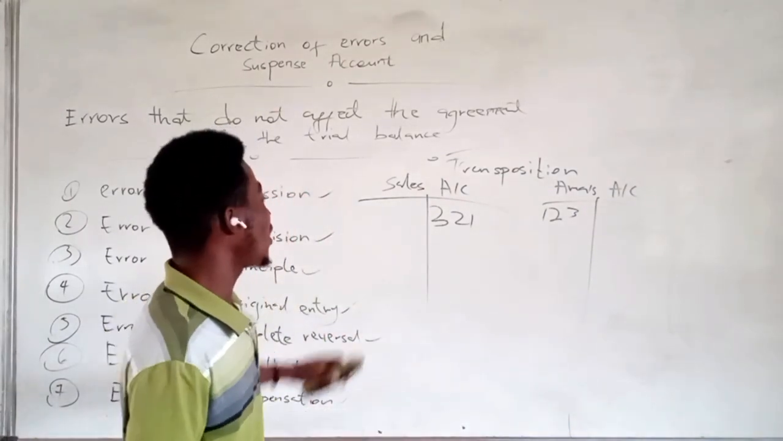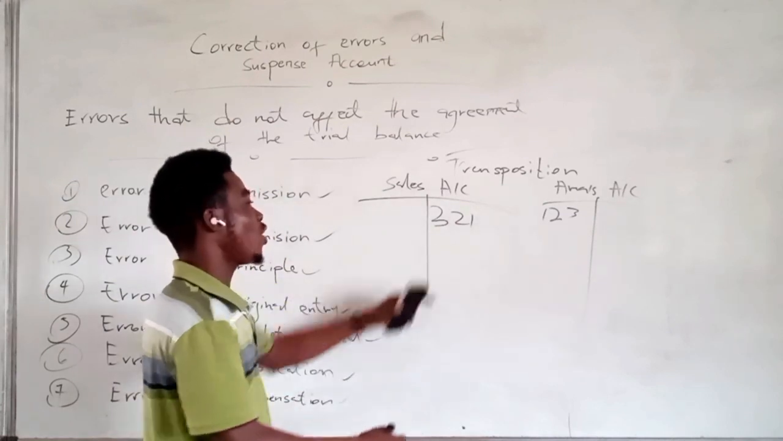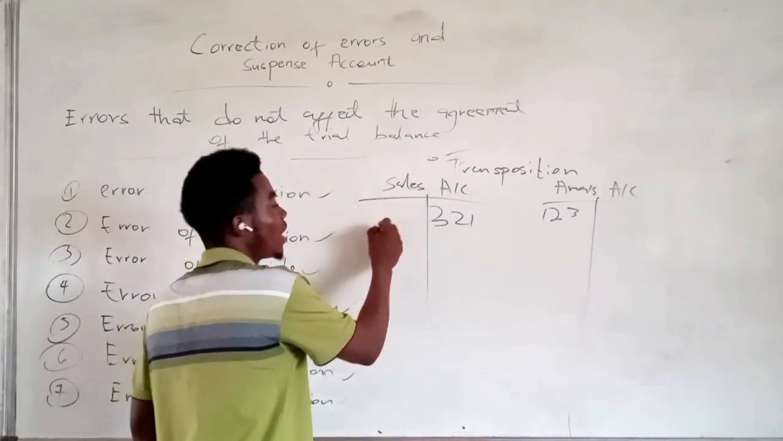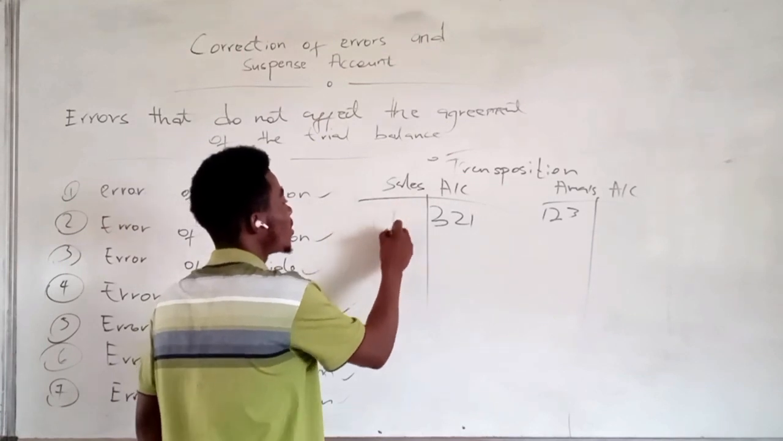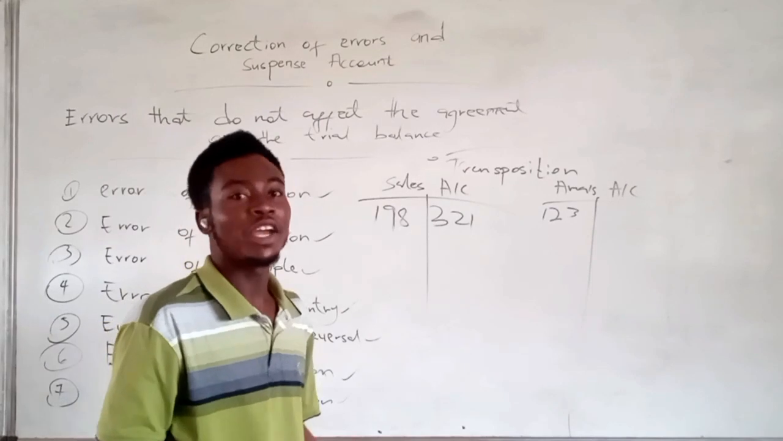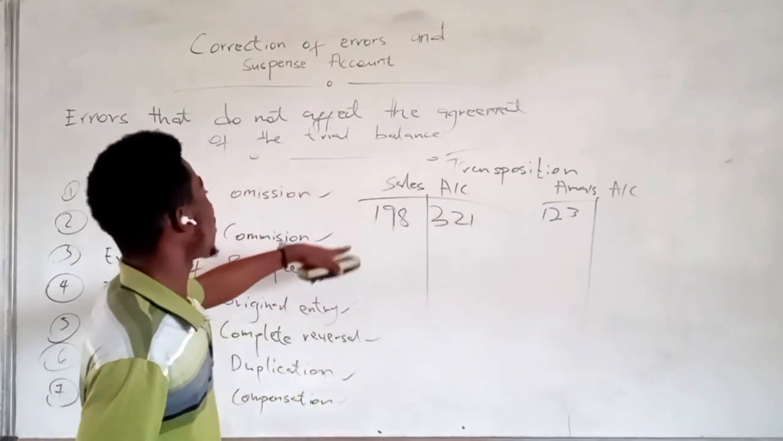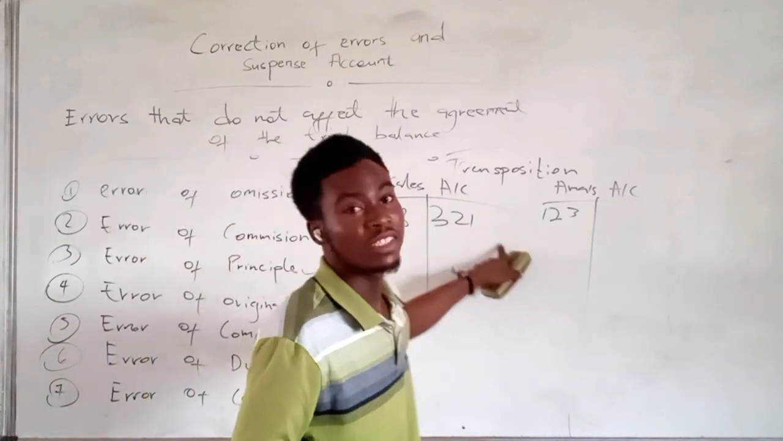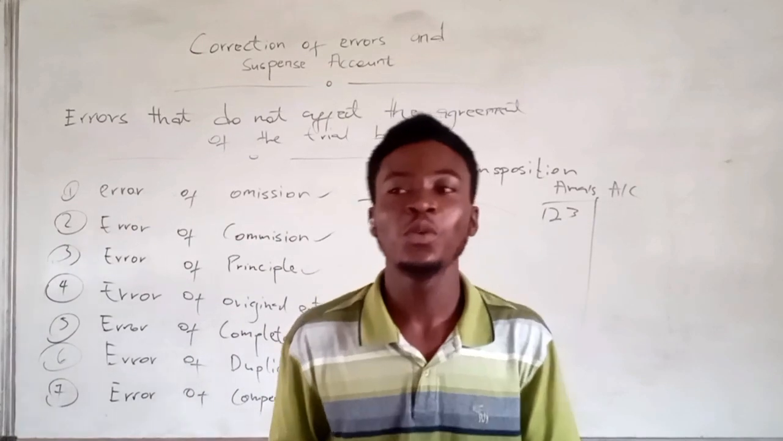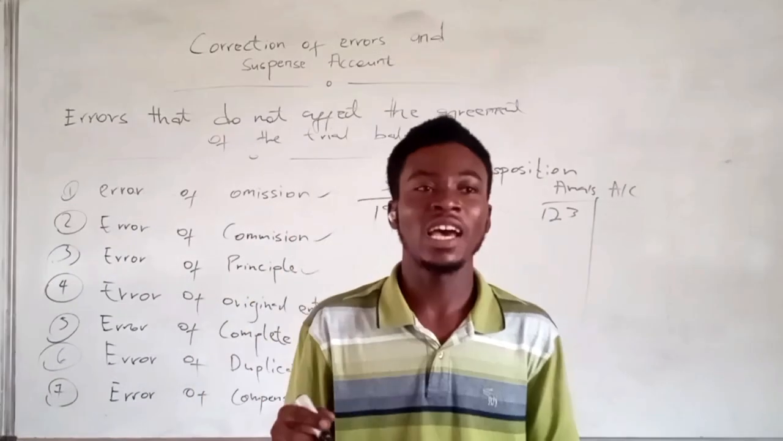So in order to correct this error, you have to record it at the opposite side of where the error was made. So we record 198 at this side to cancel it out. So this is the 198 to cancel it out. This is how to correct the error of transposition. So you are done with the correction of errors. Now, in our next video, we go to the suspense account, the net profit adjustment, and then you solve a question.